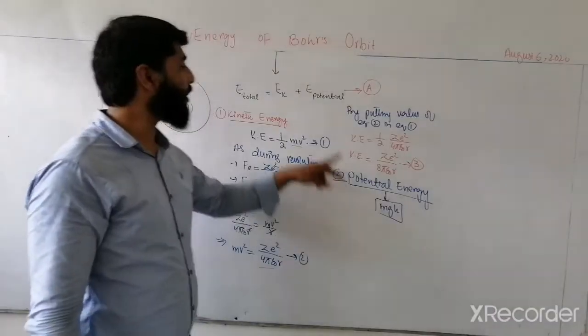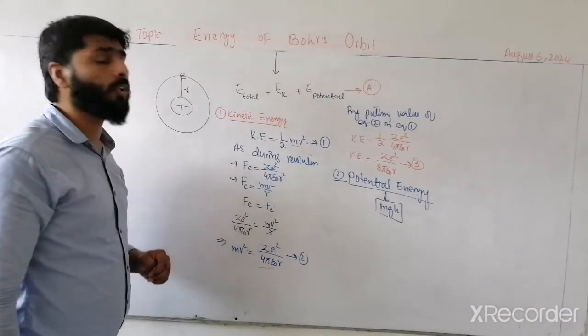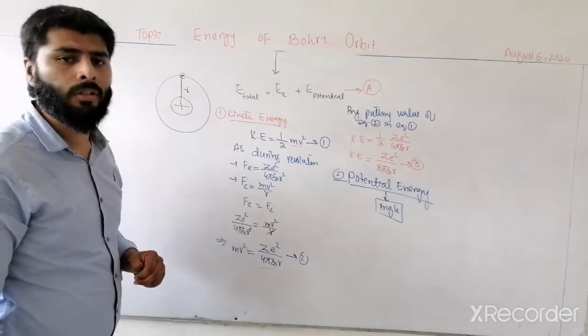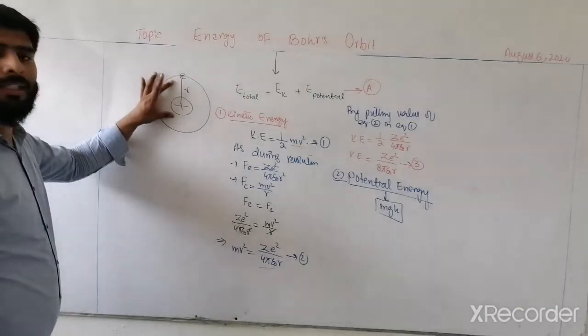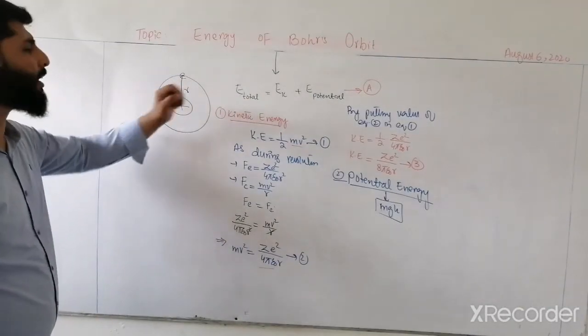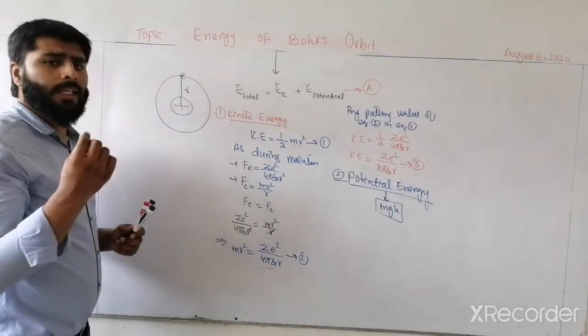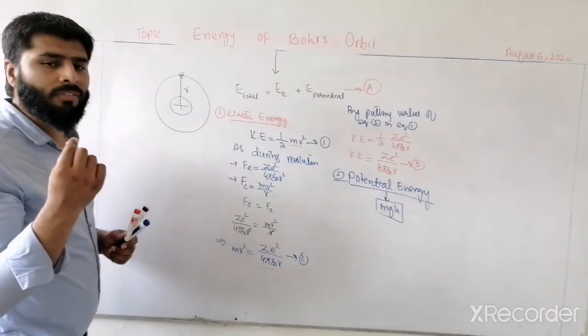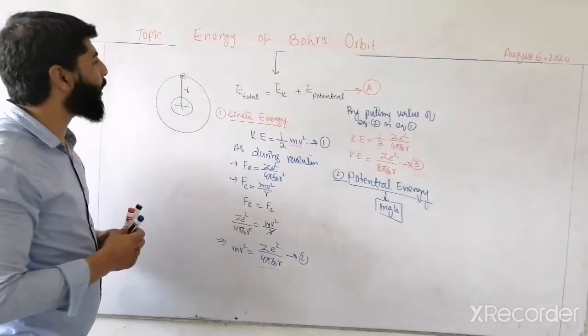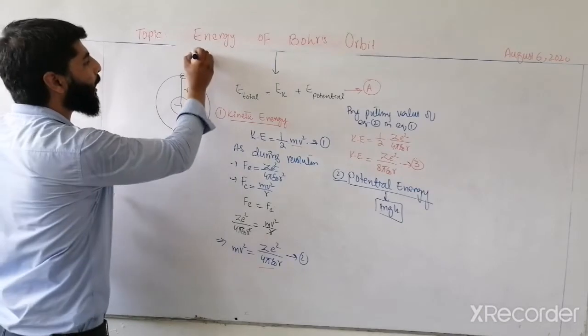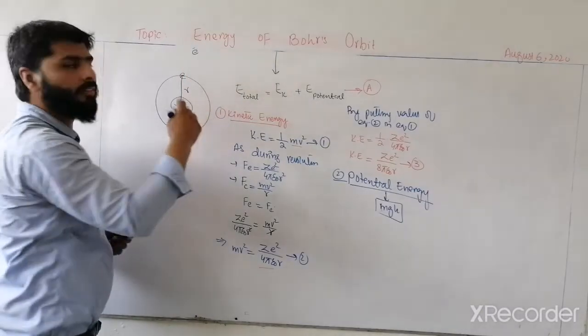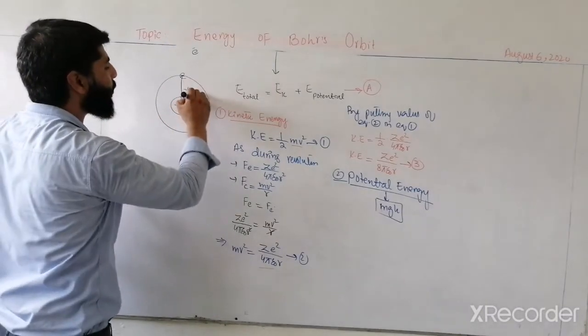As we are interested in calculating the potential energy of the revolving electron, we will discuss it here, and we say that potential energy is the amount of energy required in bringing a unit negative charge from an infinite distance from the nucleus.